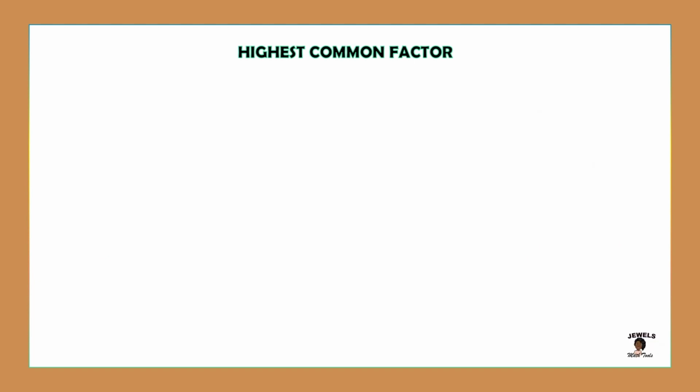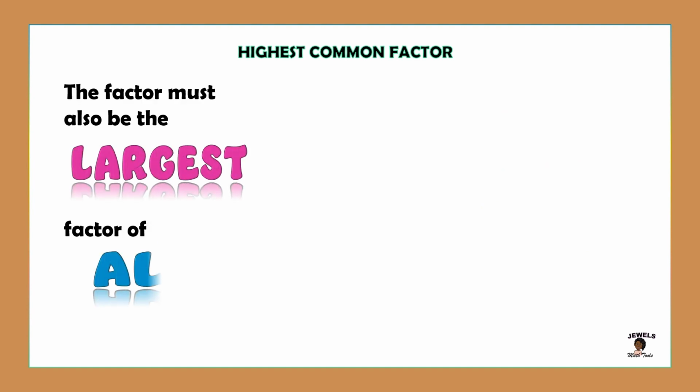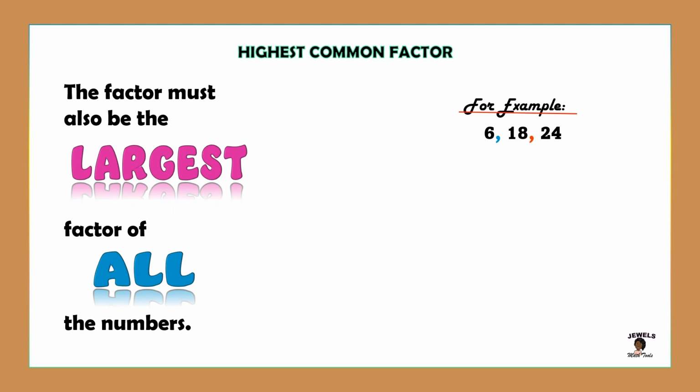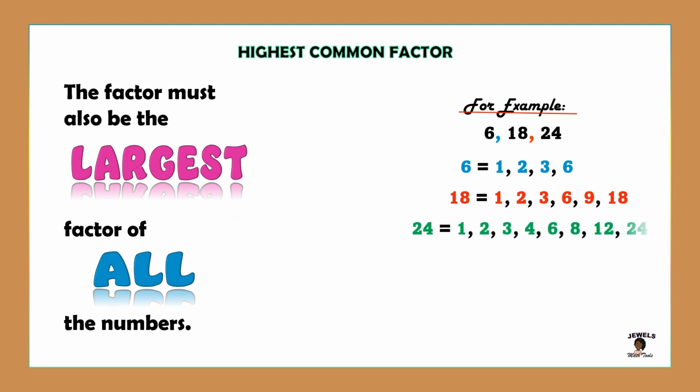So here's a second tip when listing your highest common factor. The factor must also be the largest factor of all of the numbers. Okay, so now let's look at our factors again for 6, 18, and 24. The first thing you must always do when identifying your GCF or your HCF is list the factors for your numbers. Now in listing my factors for these numbers, I can see that there are common factors between all of them, which are 1, 2, 3, and 6.